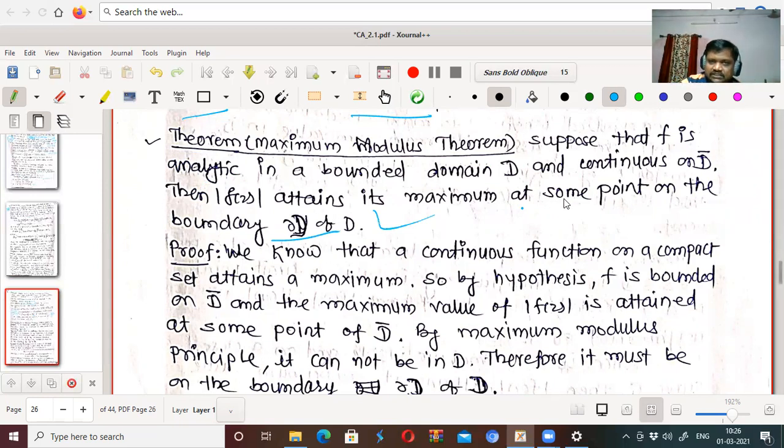So suppose D is this set. Any set is D, whatever it may be. Either we will take this as D or this as D. If f is analytic in a bounded domain D and that function is continuous on the closure of D, closure means this one is the boundary, then the maximum value of modulus of f of z is attained at some point on the boundary. In between, it will not attain the maximum modulus value. Okay, that is the case.